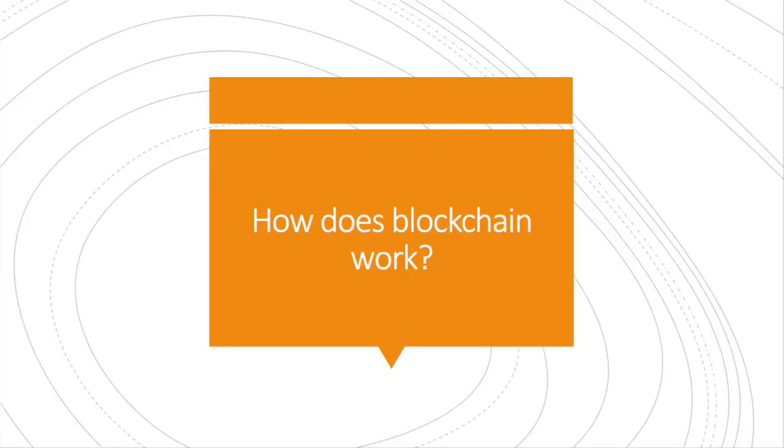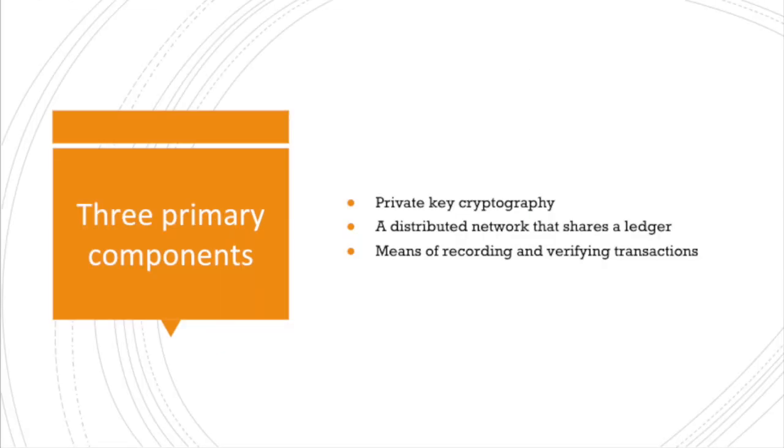In order to fully understand how blockchain can be applied to the U.S. voting system, we first have to understand how blockchain works. There are three primary components of blockchain, the first being private key cryptography. This means that each individual person has a private key associated with their account, which gives them access to the values of their account. Each key, or ID, can be described as a fingerprint that determines the identity of the block.